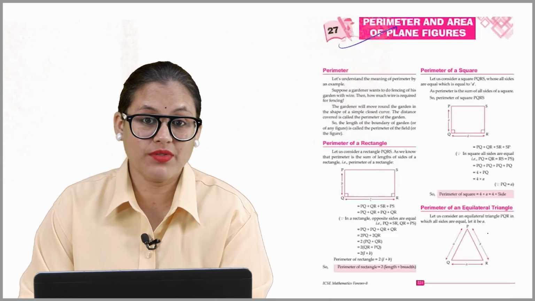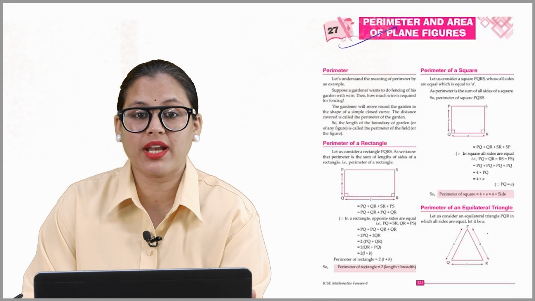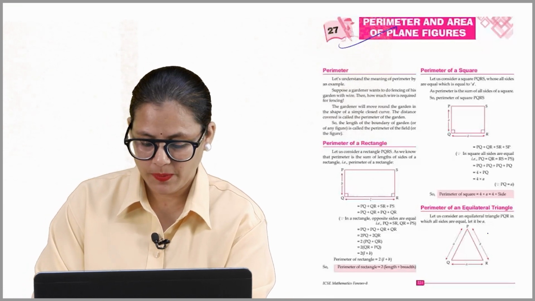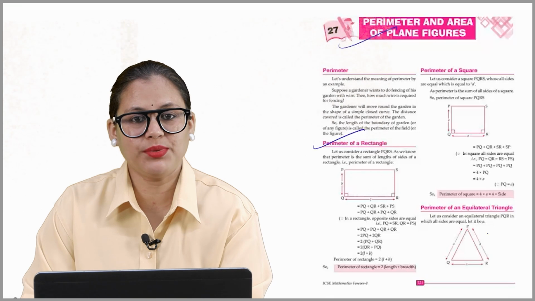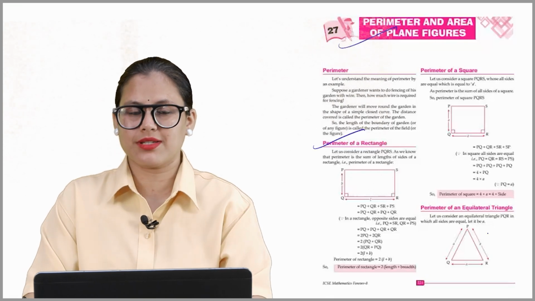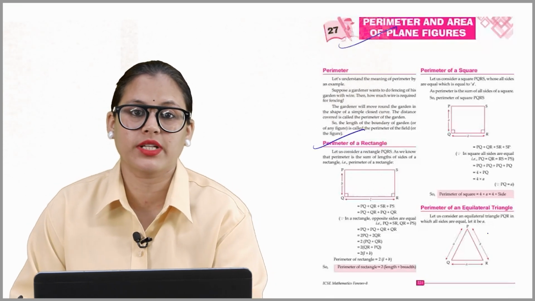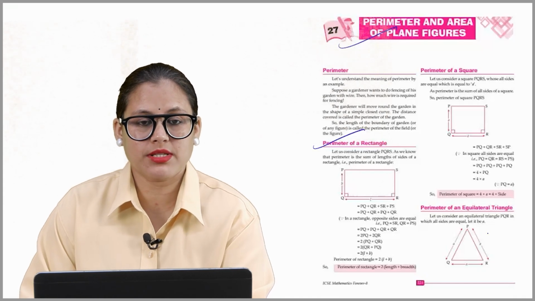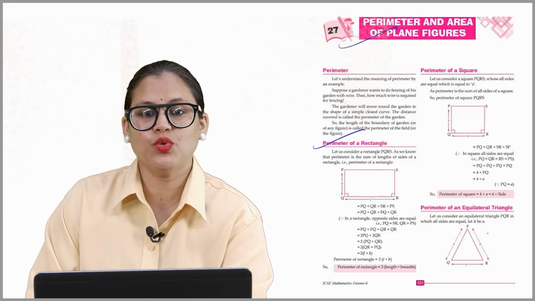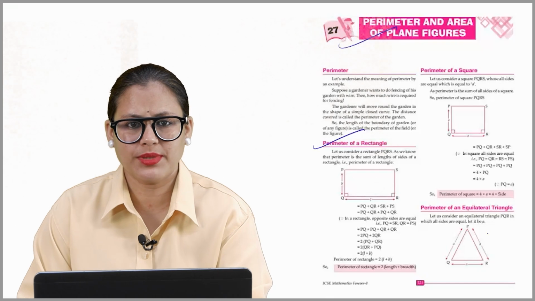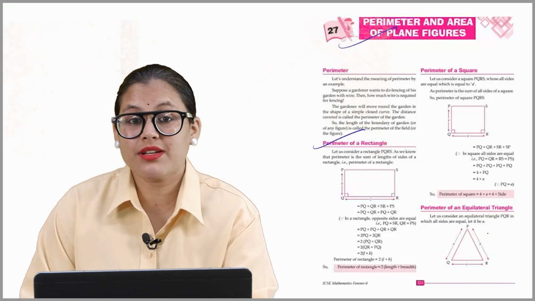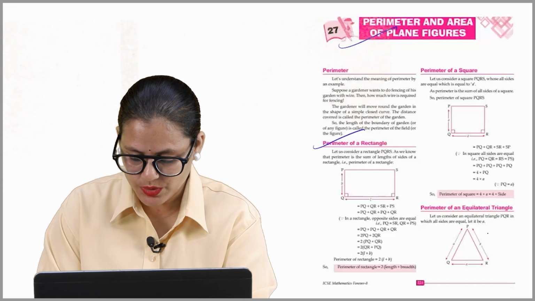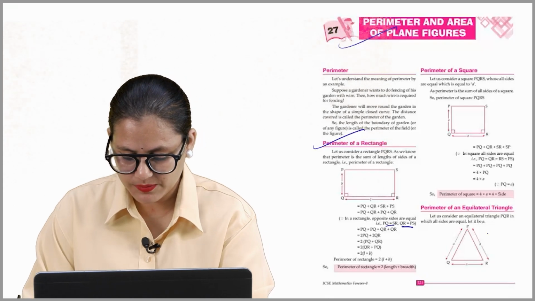So the length of the boundary of a garden or any figure is called the perimeter of the field or the figure. Now perimeter of a rectangle. Let us consider a rectangle PQRS. As we know, the perimeter is a sum of length of sides of a rectangle. So PQ plus QR plus SR plus PS is equal to PQ plus QR plus PQ plus QR, because in a rectangle, opposite sides are equal. Therefore, PQ is equal to SR and QR is equal to PS.